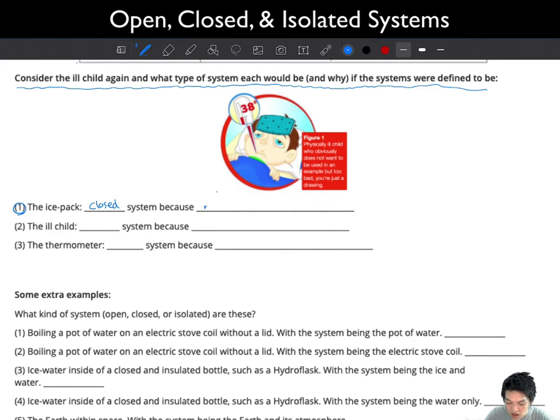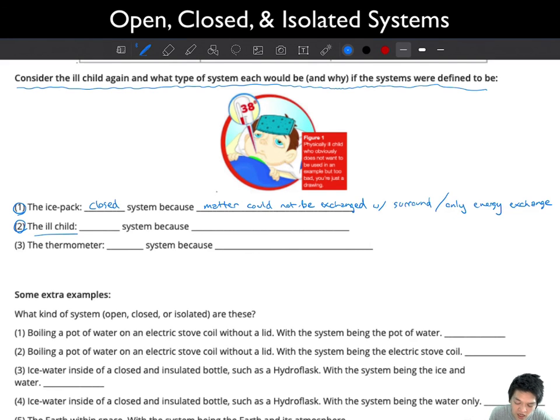Because basically, matter could not be exchanged with the surrounding. Or you could say only energy exchanges with the surrounding. Either or.